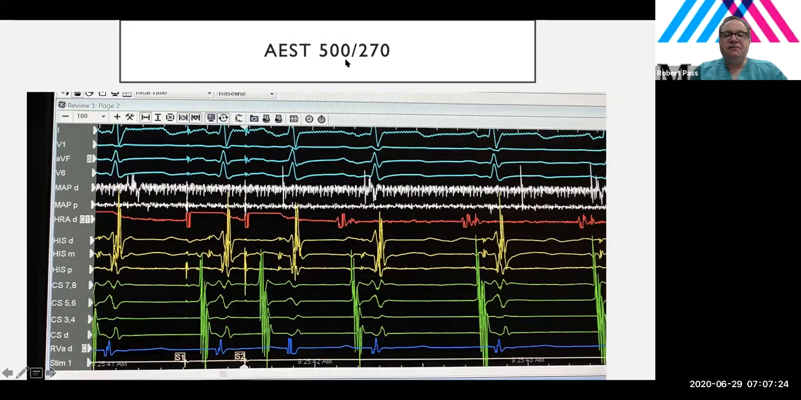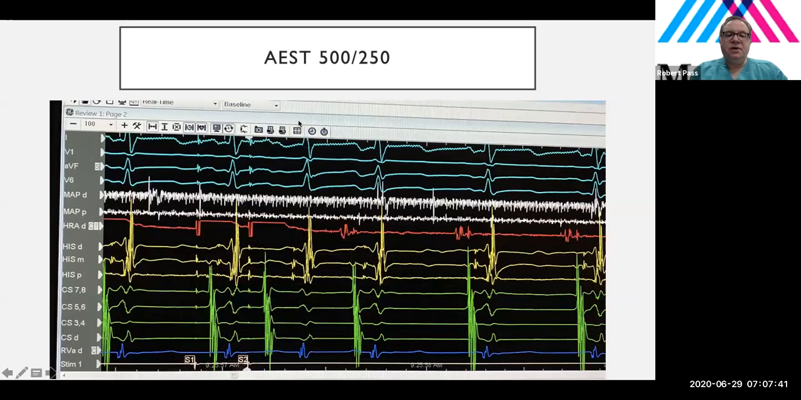Here we are at 500 to 270. And we see again that the stimulus to A is much longer, and also the A to H interval, markedly longer than in the drivetrain, suggesting that we're going down a decrementally conducting AV node. Here we are at 500 to 250. See a very long AH interval, and also longer decrement between the stimulus to A.